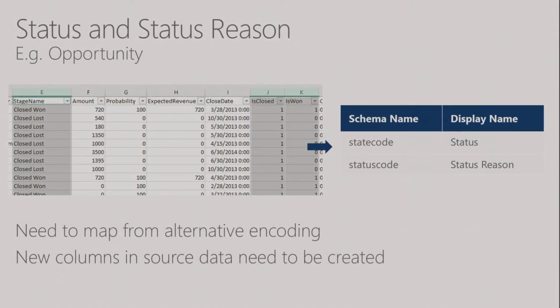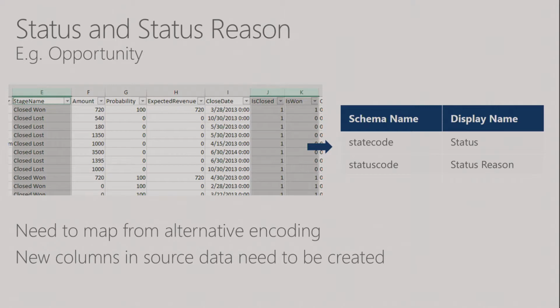I did mention there's going to be this mapping of schema to schema. In this case, I've got a data set that has 2 bits, is closed and is won. If it's both 0, we know it's still open, this opportunity. If it's closed, it's obviously a 1. If it was won, it's also a 1, but if it was lost, it was a 0.